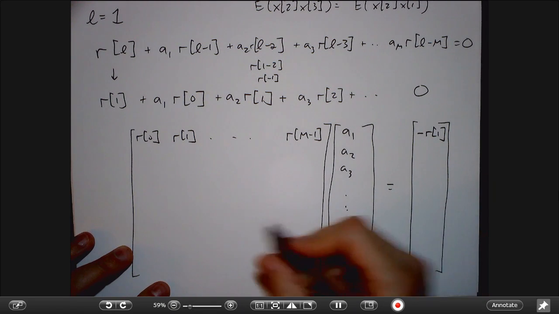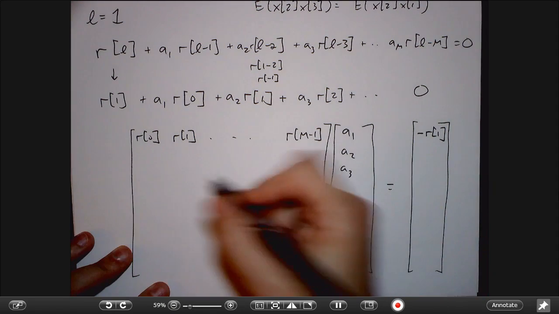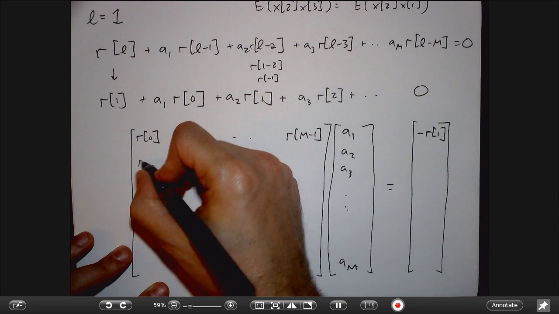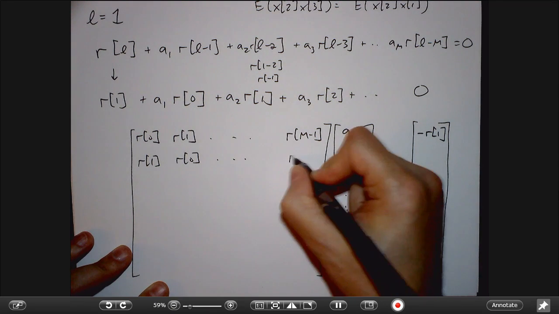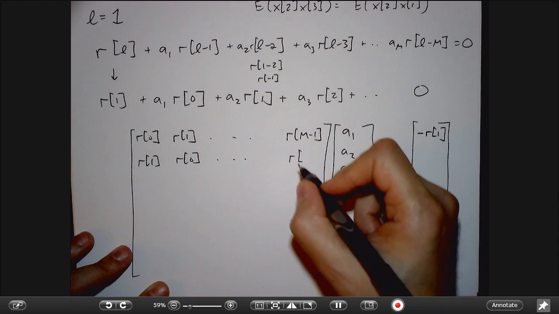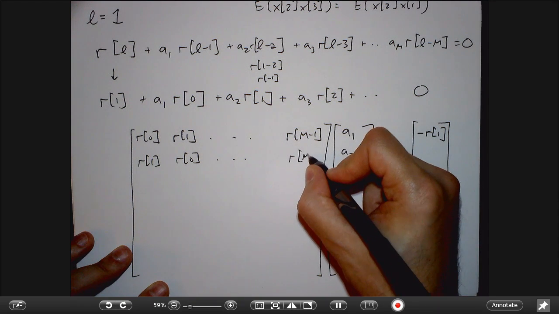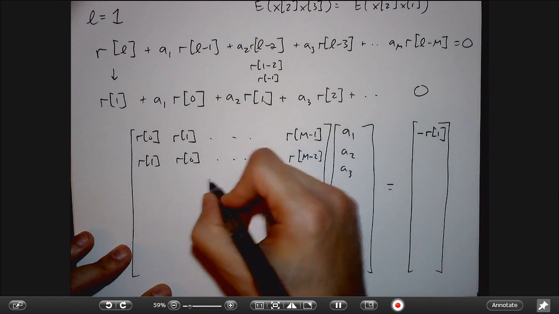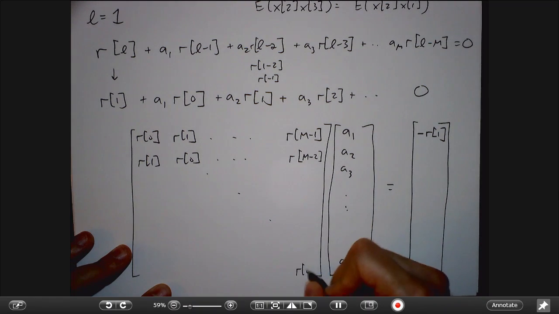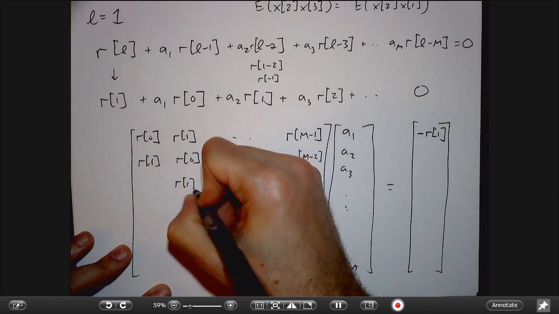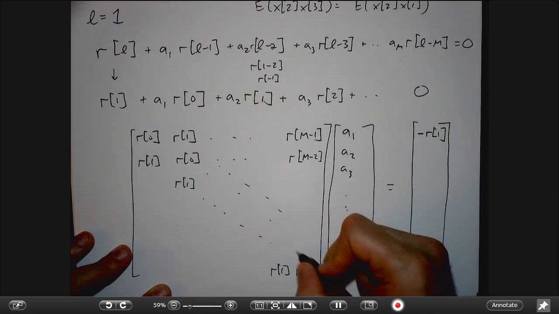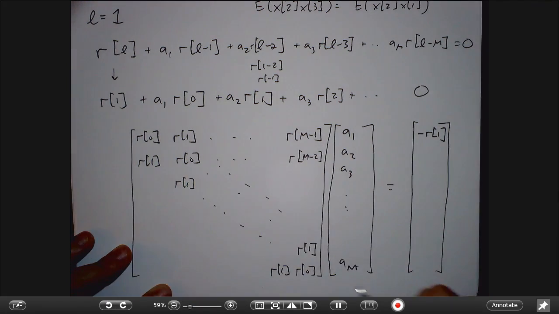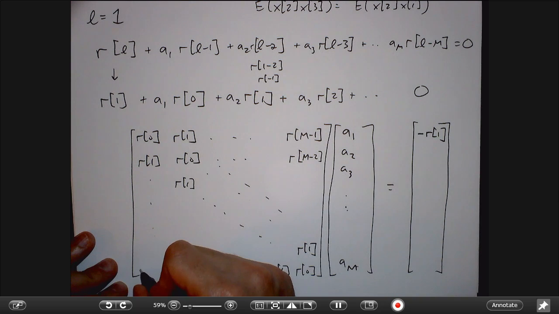And the same way, I can generate other systems, when L equals 2, I'm going to get a matrix that looks like this. And again, this is going to be like this Toeplitz matrix, right? So it's going to be like R of M minus 2. And there's going to be this structure. And in fact, what I'm generating here is exactly the autocorrelation matrix, right? This goes down to R of M minus 1 again.